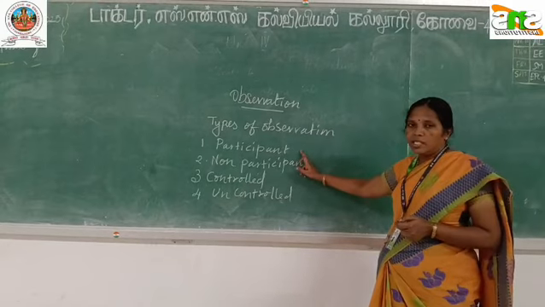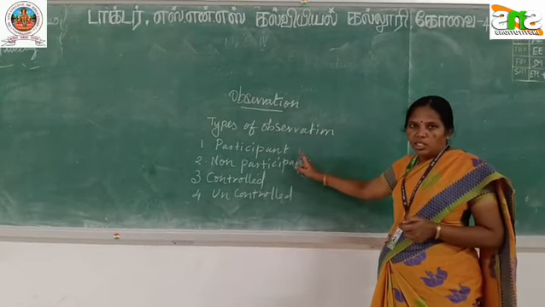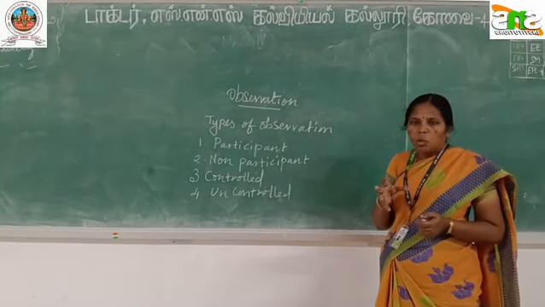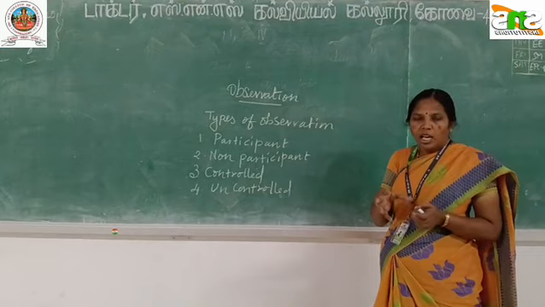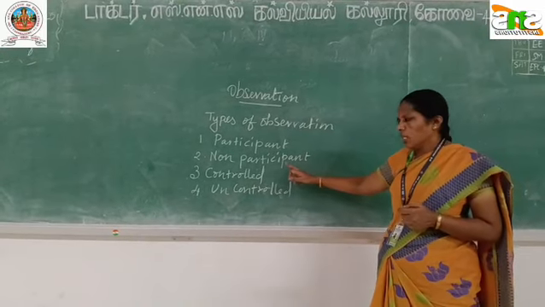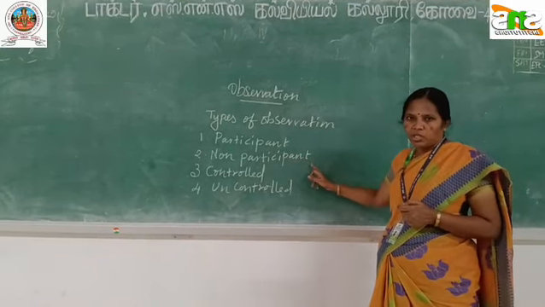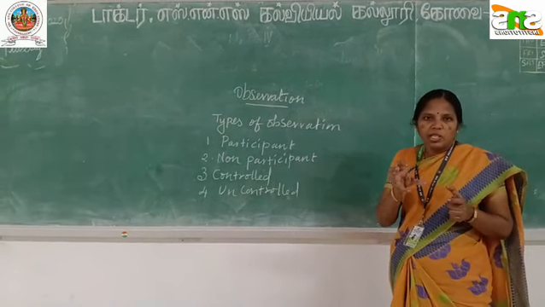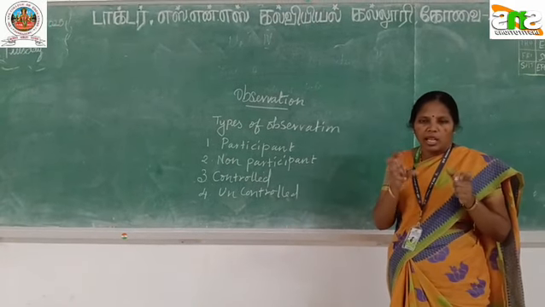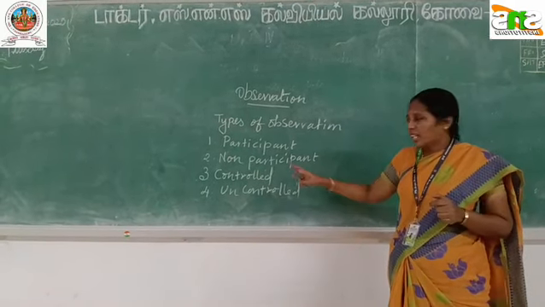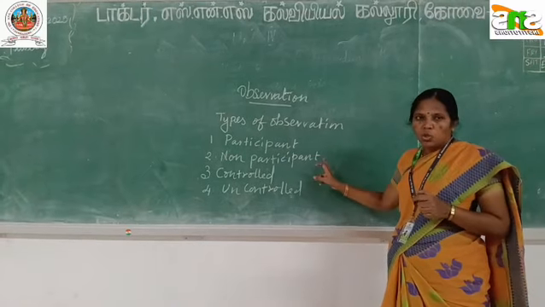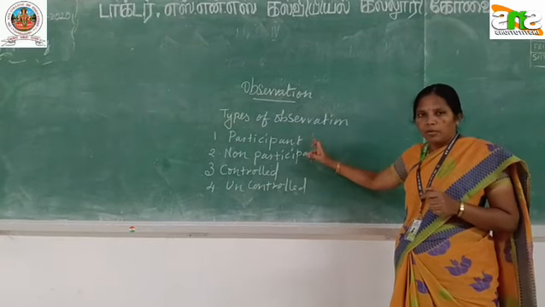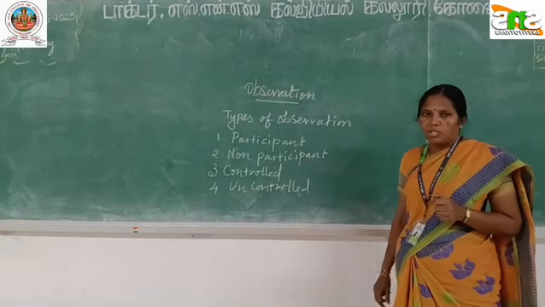Okay, first one, participant observation, is where the teacher is among the group. The teacher is involved in the group activity and assessing the children. Next one is non-participant observation. The teacher, without being among the group members, is assessing the children's activity. That is called non-participant observation. So the assessment will be different for participant and non-participant observation.